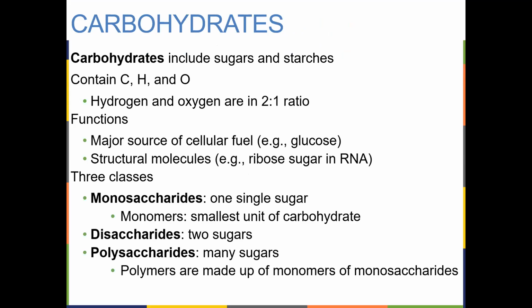Carbohydrates are the classic example of a polymer chain. The carbohydrates include the starches, the sugars, as far as food goes, the pastas, the breads, the table sugar, sweeteners, rolls, anything involving carbon and hydrogen and oxygen in a 1:2:1 ratio. Those are the carbohydrates.